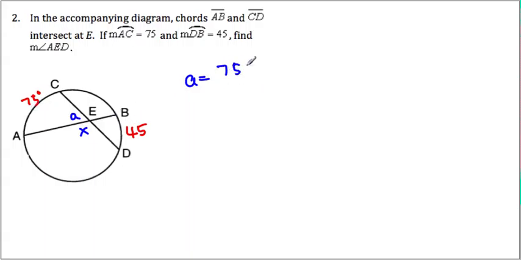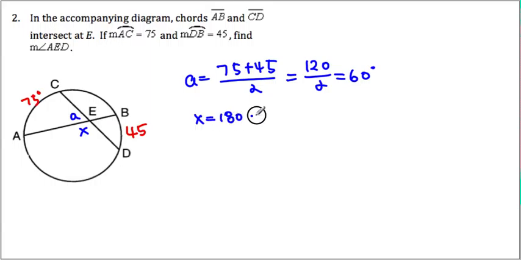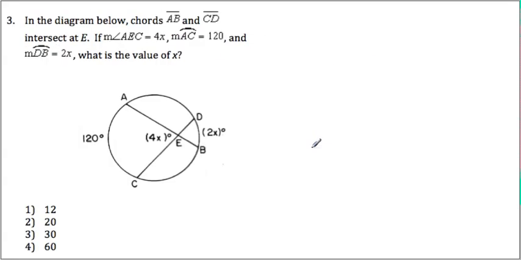So 75 plus 45 over 2. Now here becomes 120 over 2. Therefore, A will be equal to 60 degrees. But since A is equal to 60, X has to be supplementary to A. So therefore, we end up getting 180 minus 60. The answer must be 120 degrees. Alright, let's look at number 3.